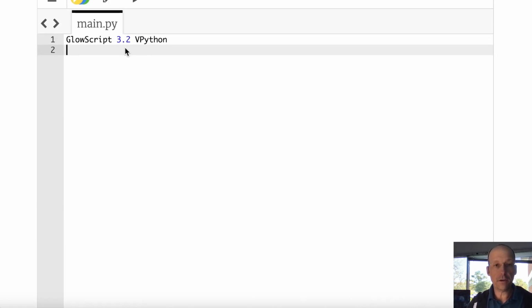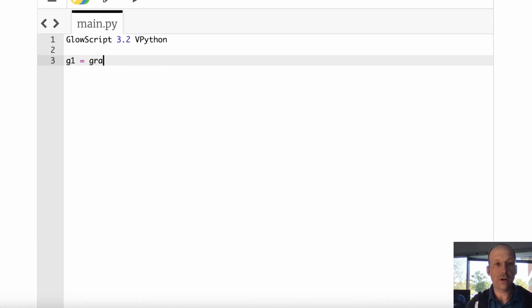So we're going to make a graph. G1 equals graph. X title equals, I'm changing theta. It's theta in radians. I would just leave it off. And then the Y title is going to be equal to, let's just say slope.